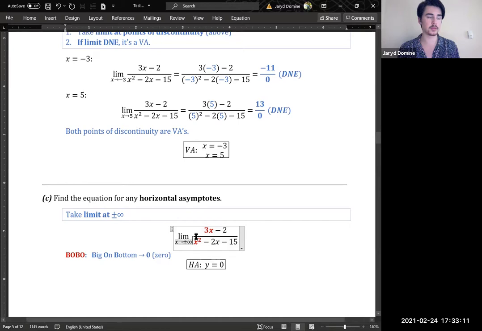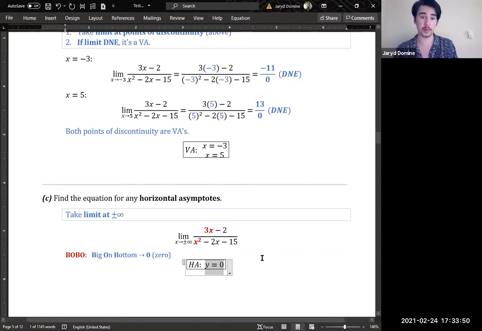So usually you're supposed to check in either direction, but for this problem, it's going to be the same either way. So you can just write it as plus infinity. Okay, so asymptotes, those are long-term behavior at infinity. So we're going to do our Bobo bottom, look at the biggest powers. On top, it's x. On bottom, it's x squared. So that's big on bottom 0. So our limit is 0. And that gives us our horizontal asymptote, y equals 0.